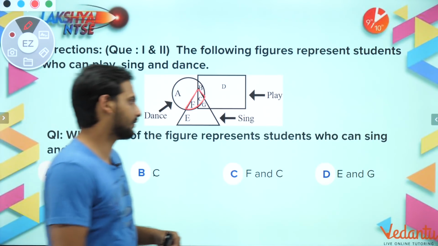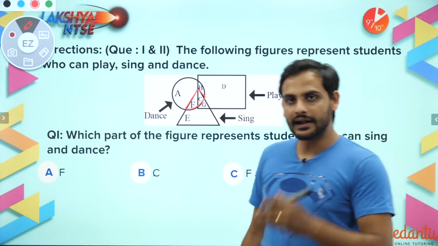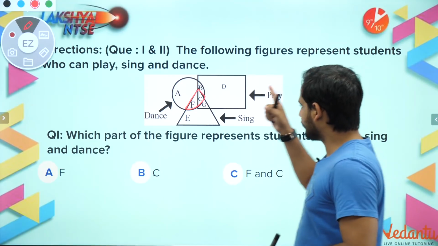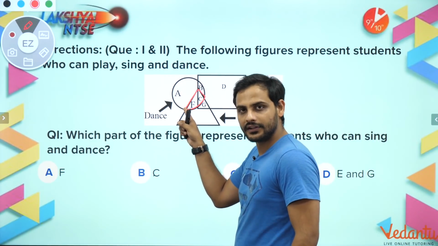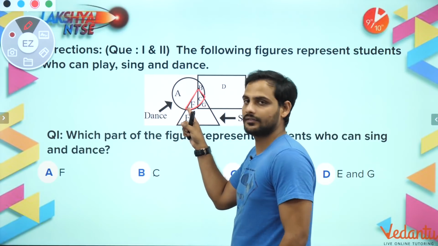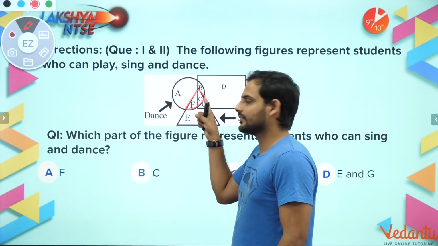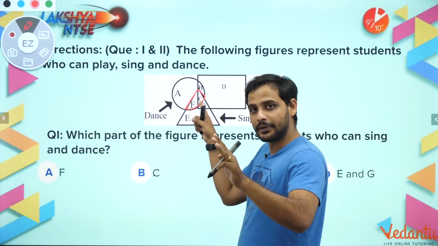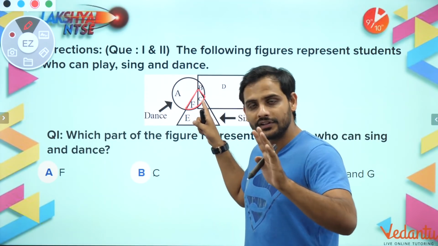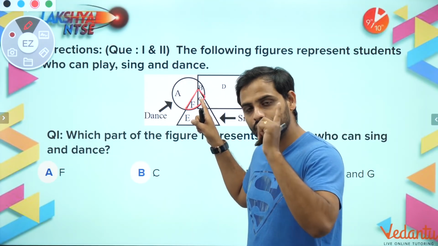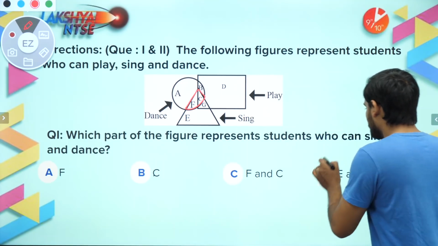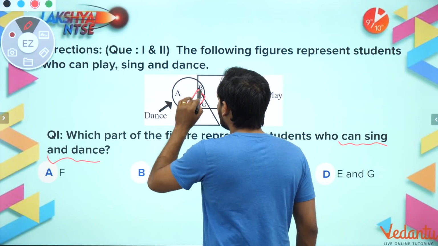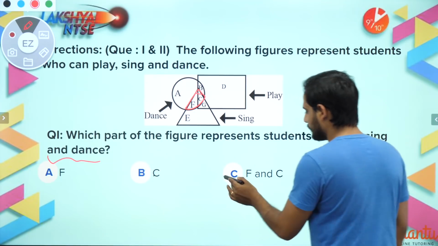But children, remember, think once carefully here. When they are asking who can sing and dance, the students in F, can they sing? Yes. Can they dance? Yes. The students in C, can they sing? Yes. Can they dance? Yes. Can they play? Yes. But have I asked whether they should play or not? No. I have only asked for those who can sing and dance. So the students in F and C both can sing and dance. So my answer will be F and C.